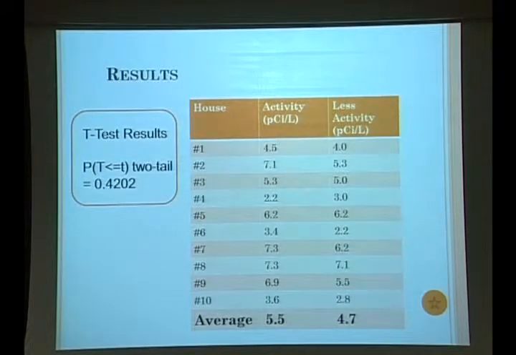This is a table of our results. Each house is monitored with more activity in the fall and less activity in the spring, with an average of 5.5 for high activity and a low average of 4.7.